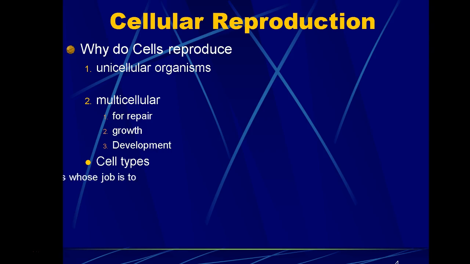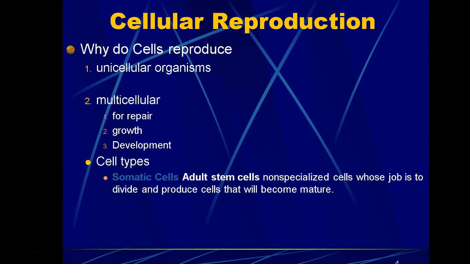Okay. Now cell types. Somatic cells. Again, we said those are adult stem cells, non-specialized cells whose job is to divide and produce all the different types of cells in the body. And then we also have germ cells, which we're referring to as sex cells. Sex cells, gametes, they are going to make a new you.